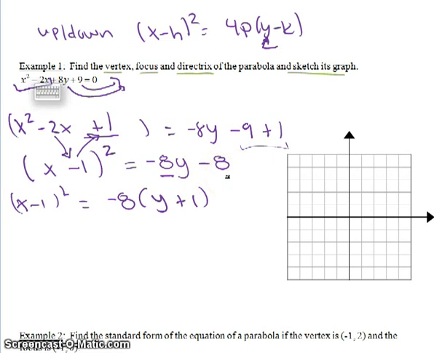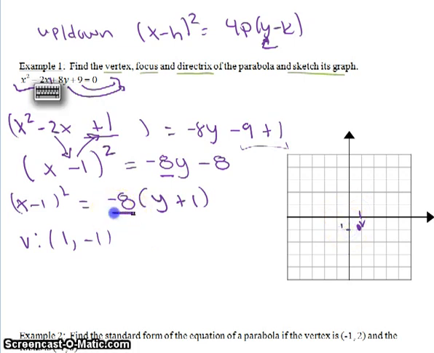Okay, so now that this is in standard form, I can read off that the vertex is 1 comma minus 1 because it's x minus h, so it's y minus a negative 1. So I'm going to go ahead and plot that. So I go 1, minus 1 to get to my vertex. I'm going to label those values as 1 and minus 1.